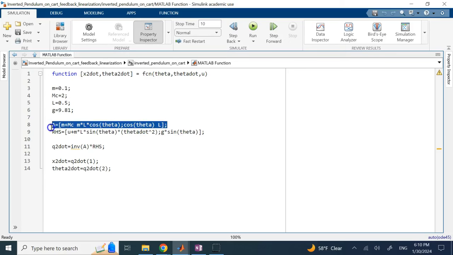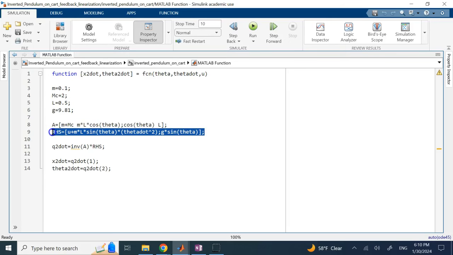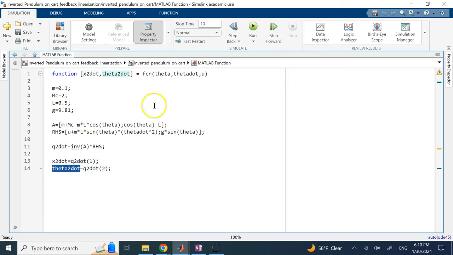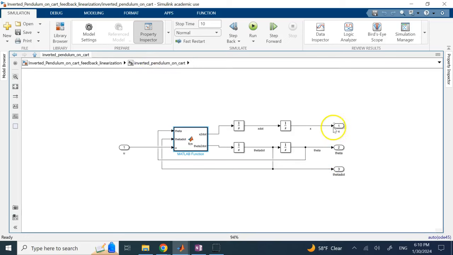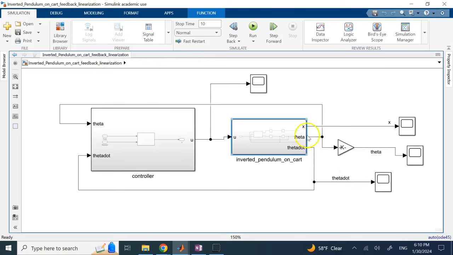I formed the A matrix, I formed the B matrix, which I call right-hand side here. I multiply inverse of A by B to get my two double dots, and then the first element is x double dot, x2 dot, and the second element is what? Theta 2 dot or theta double dot. Okay, and then by double integrating, I can get x, I can get theta and theta dot. By the way, this theta and theta dot of the system, I need to fit them back into the controller, and it's the controller that uses those estimates of theta and theta dot and gives me what? Gives me the U signal.